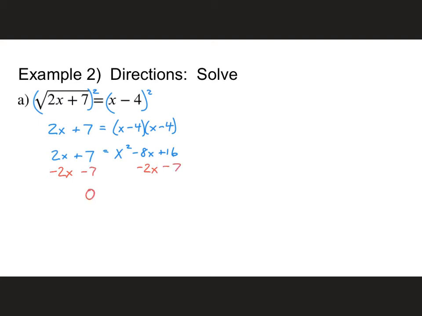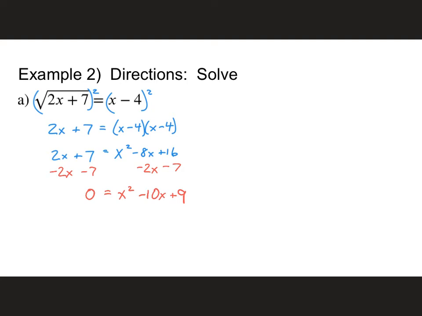That gives me 0 equals x squared minus 10x, 16 minus 7 is 9. And now we're left with the quadratic equation 0 equals x squared minus 10x plus 9. All right, so how do I solve that quadratic equation?